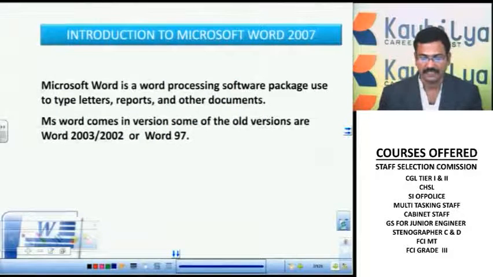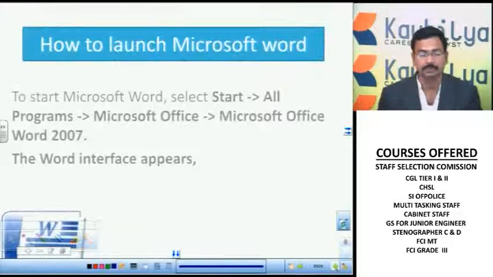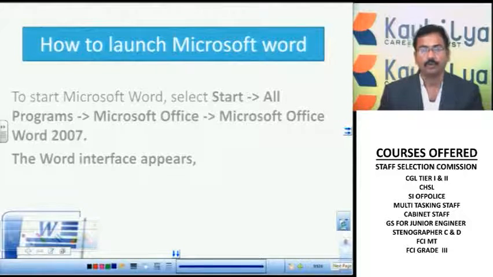Microsoft Word is basically a word processing software package which is used to maintain documentation, wherein you can type letters, digits, symbols, special symbols, etc. So this is basically used for maintaining documentation, where we are checking only the 2007 version, and how to open this particular Microsoft Office Word package.